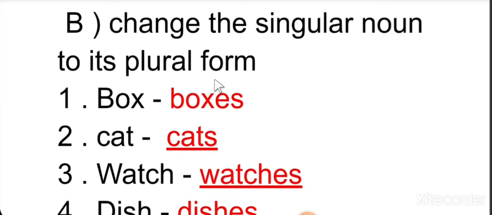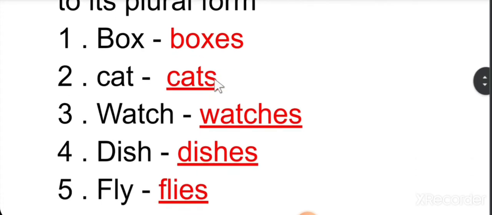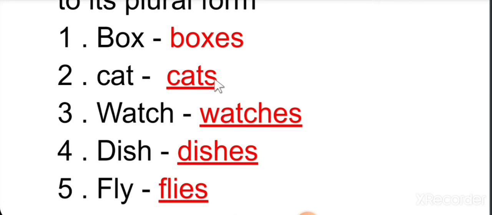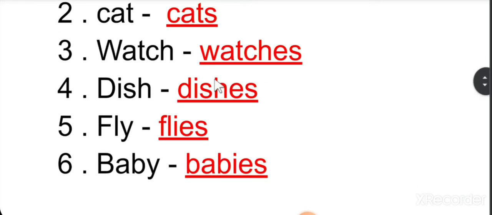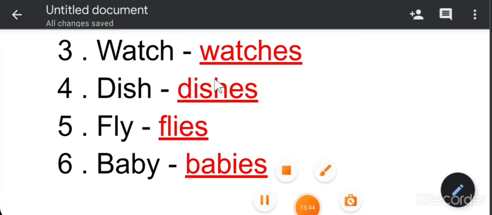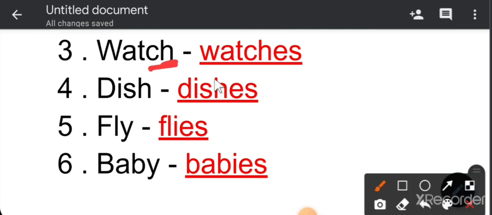The next exercise related to singular and plural forms is to change the singular noun to the plural form. Here singular nouns are written and you have to change these singular nouns into plural nouns, right? Like box. Box is one box only and many boxes. Cat, one cat, and we have to change it to many cats. Similarly, watch. Now watch has ch at the end, so we will write es at the end. Dish, dish has sh at the end, so we will write es and make it dishes.